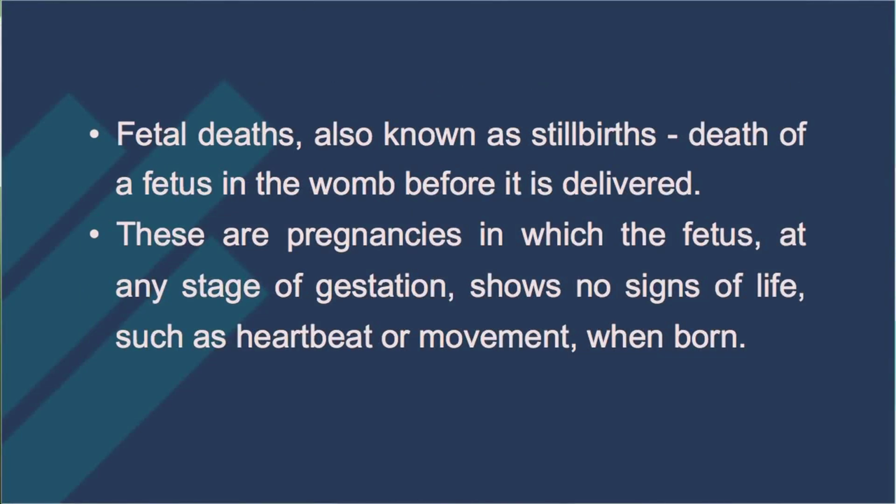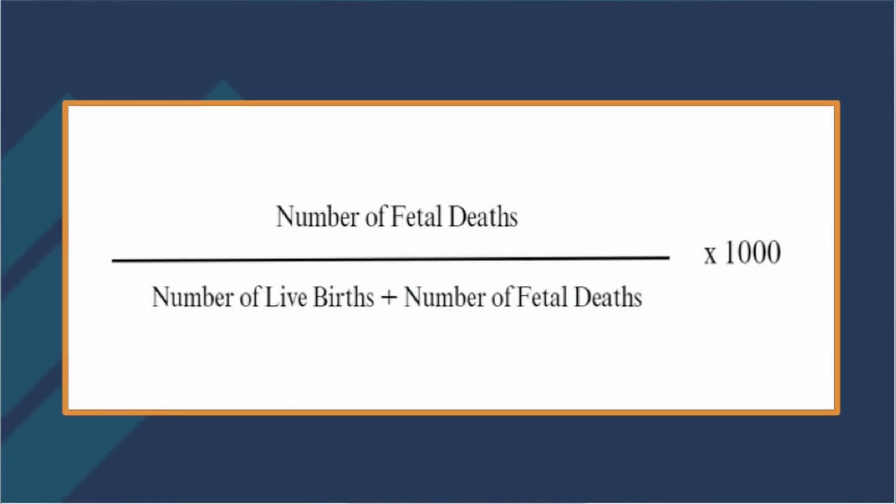Now here, fetal deaths, also known as stillbirths, refer to the death of a fetus in the womb before it is delivered. These are pregnancies in which the fetus at any stage of gestation shows no signs of life, such as heartbeat or movement when born. The fetal death rate is typically calculated as the number of fetal deaths per 1000 live births and fetal deaths combined. The formula for fetal deaths can be seen on your screen now.